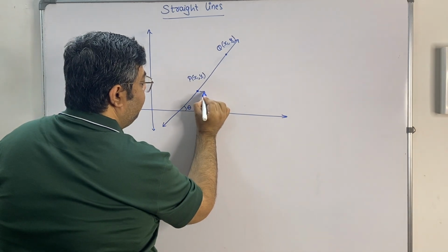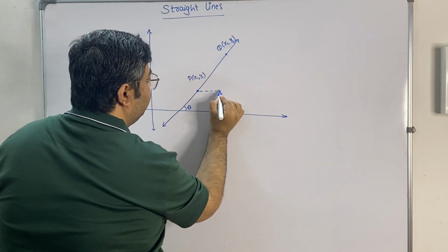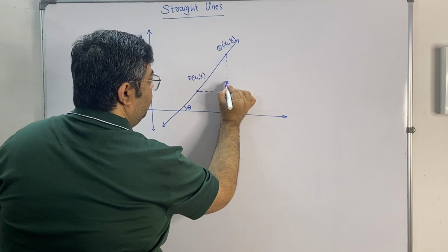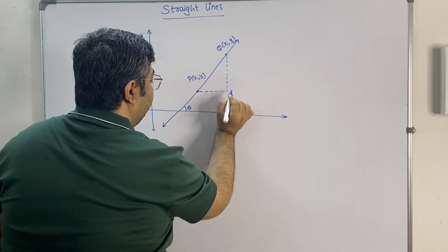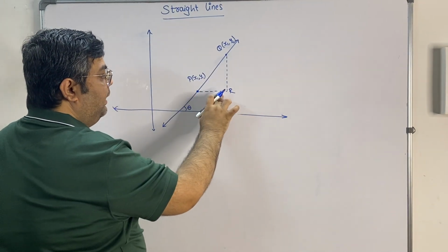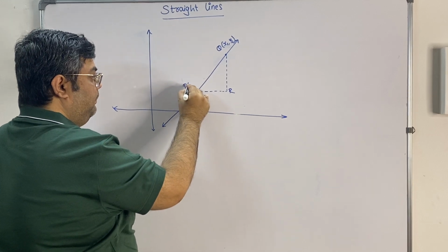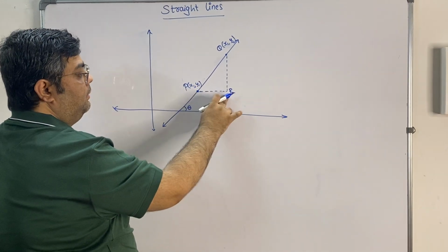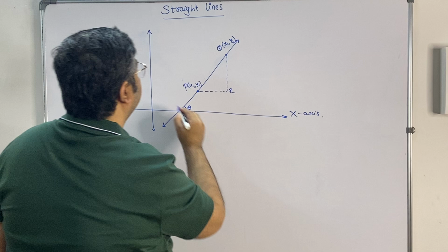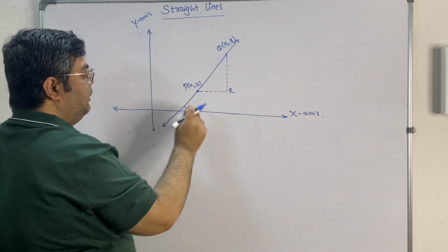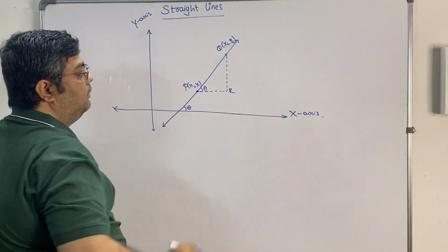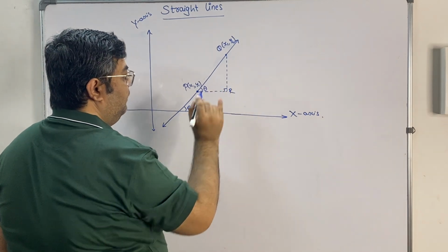So what will we do? I'll complete a right angle triangle here. Since this is theta, let us call this line PQR. PR is parallel to the x-axis. So by corresponding angles, this is theta, and this is 90 degrees.